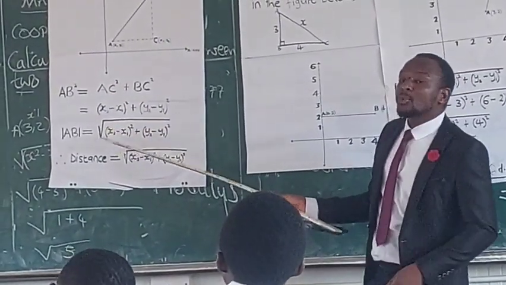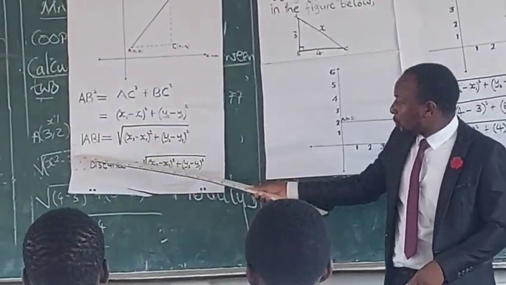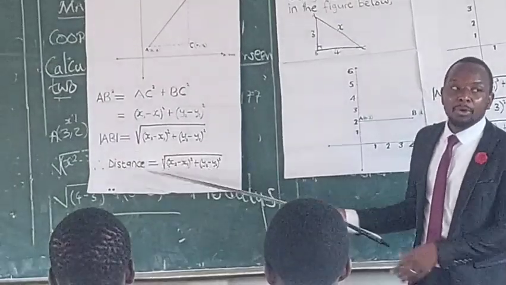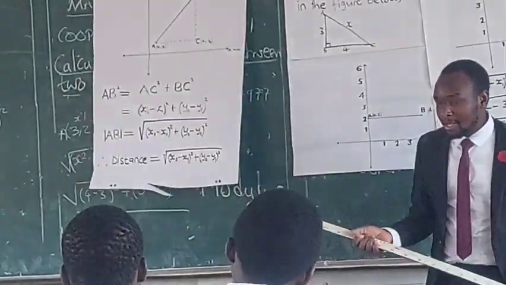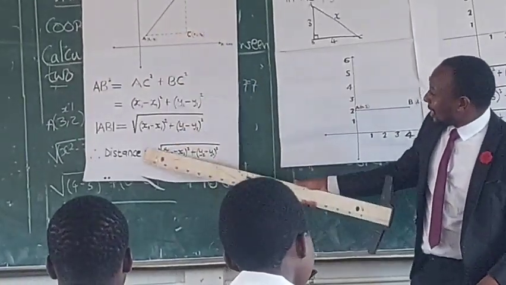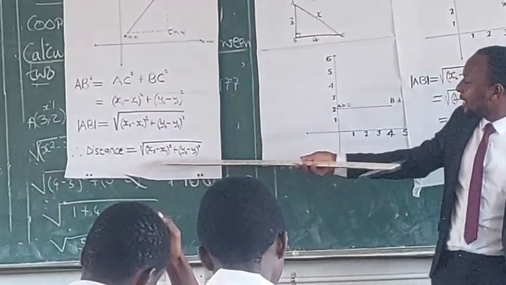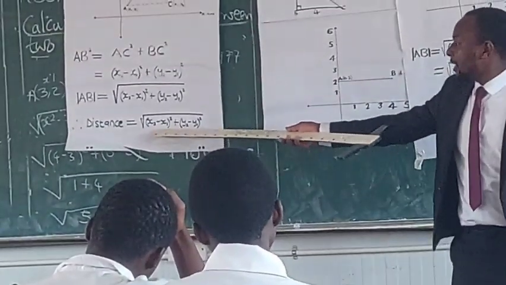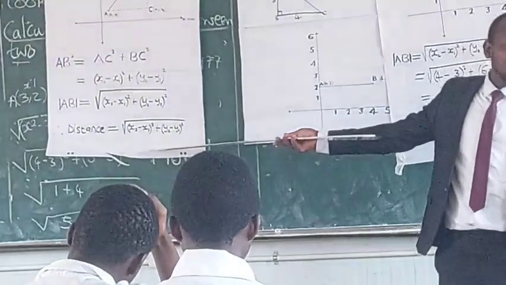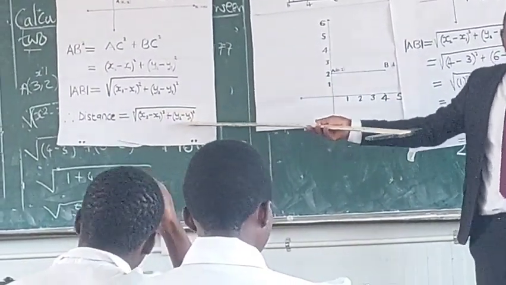But because we said we wanted to get the distance, we are going to use these 2 lines indicating modulus, indicating the distance. Are we together? So here we go. Therefore, the distance formula is this one. Who can tell the distance formula? Who can mention the distance formula?